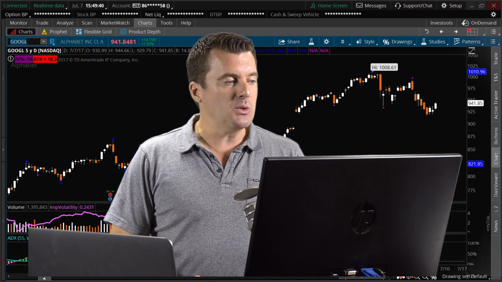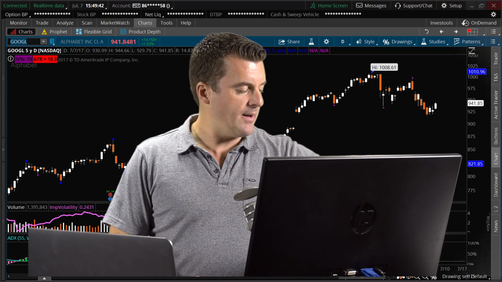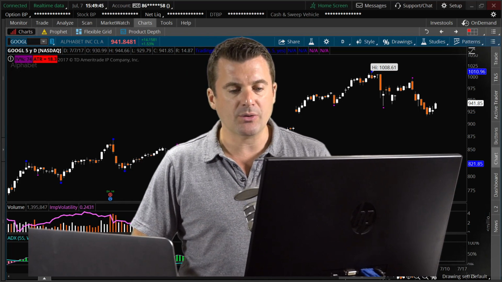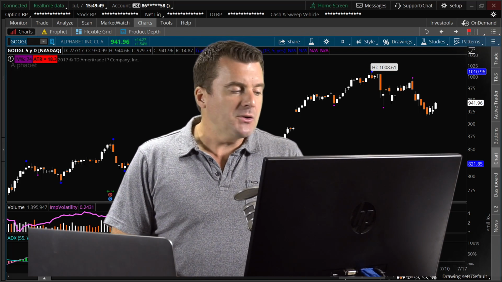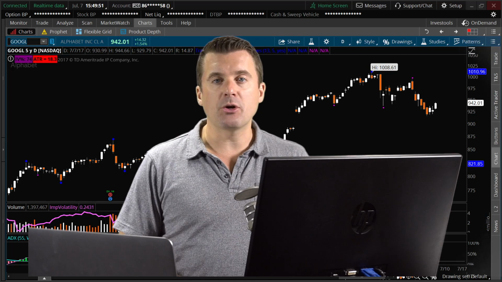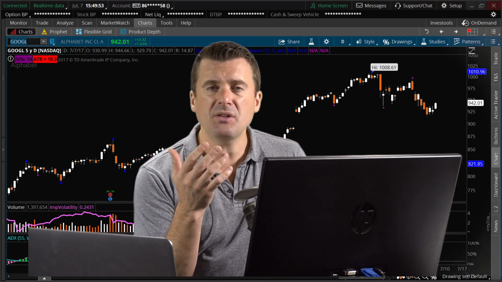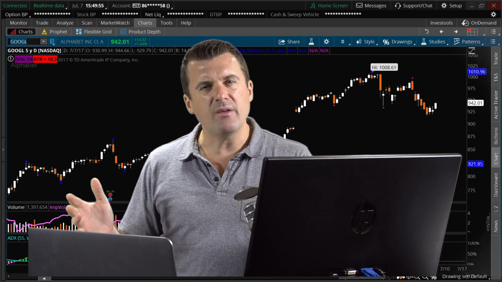So let's do some live analysis on the markets here. We have just about 10 minutes before the close, so maybe we can put some trades on. I'm thinking about this Google trade here. So the first thing, guys, is you have to determine the trend of the market, right? And this is even putting Fibonacci aside for right now.